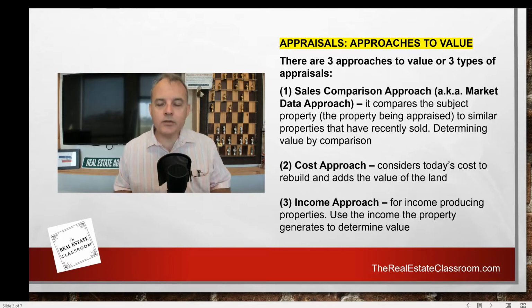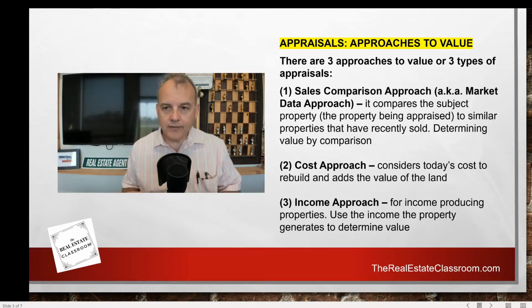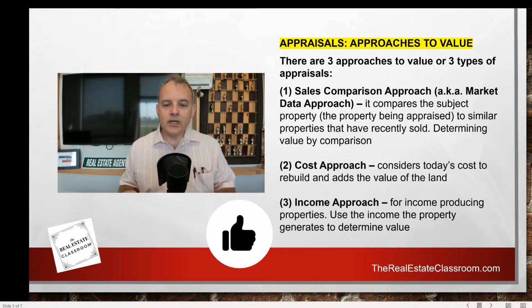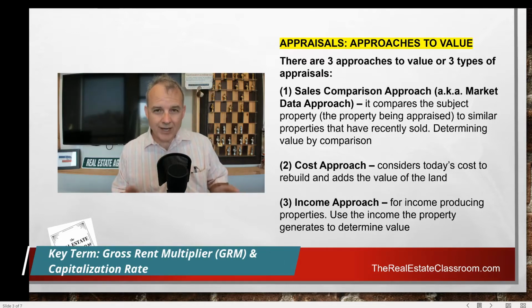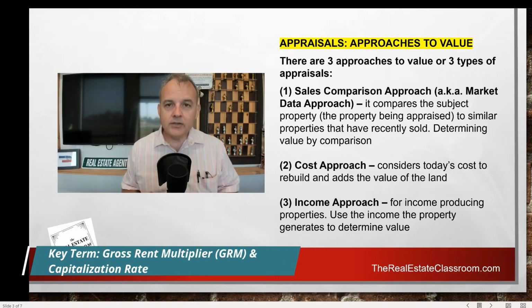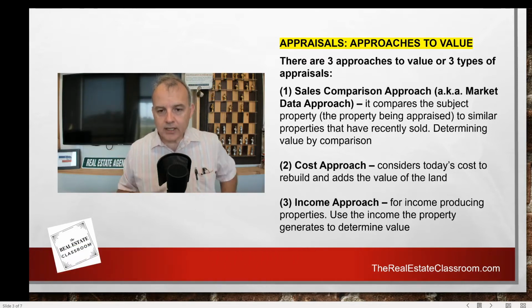The first one is the sales comparison approach. I already did a video on that one. And then there is the cost approach. That's the one we're doing today. And then the third one is an income approach. That'll be my next video. We're going to discuss how we come to value using income that a property generates, using the gross rent multiplier, key real estate term you need to know, and the capitalization rate, also a key real estate term you need to know. But in today's video, it's all about the cost approach.